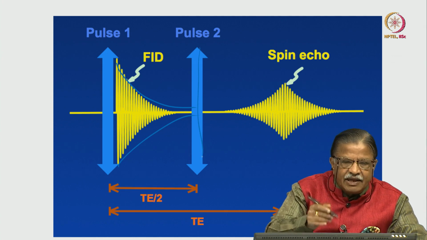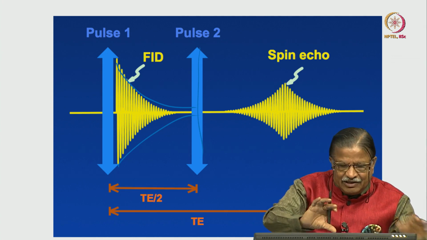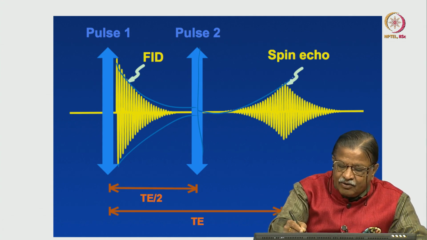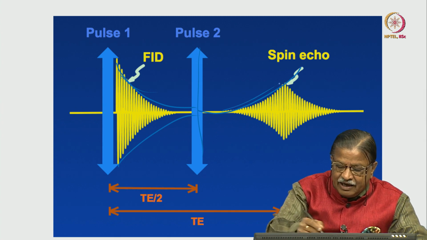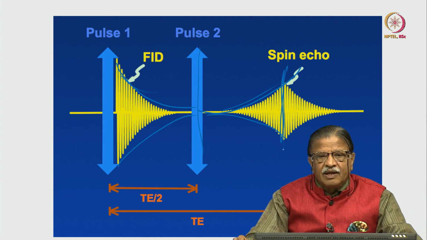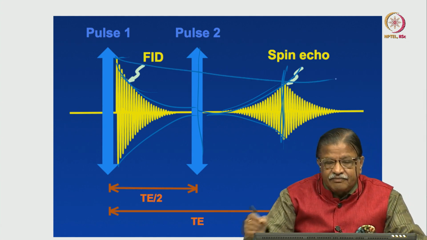Apply a 180 pulse here. Then what is going to happen? They will reverse their direction, as the runners have reversed their phases, and will again start going back like here. At the top of this, there is an echo. But between this intensity and this intensity, there is slightly less.